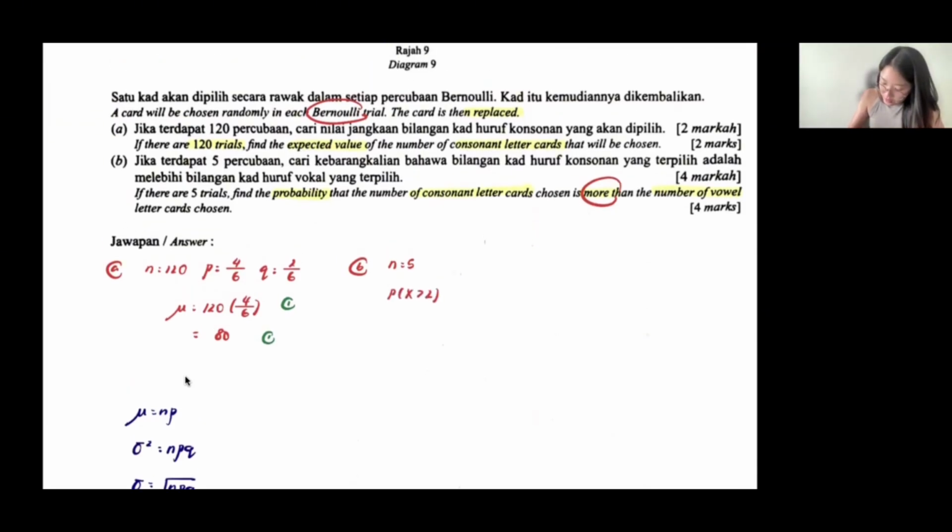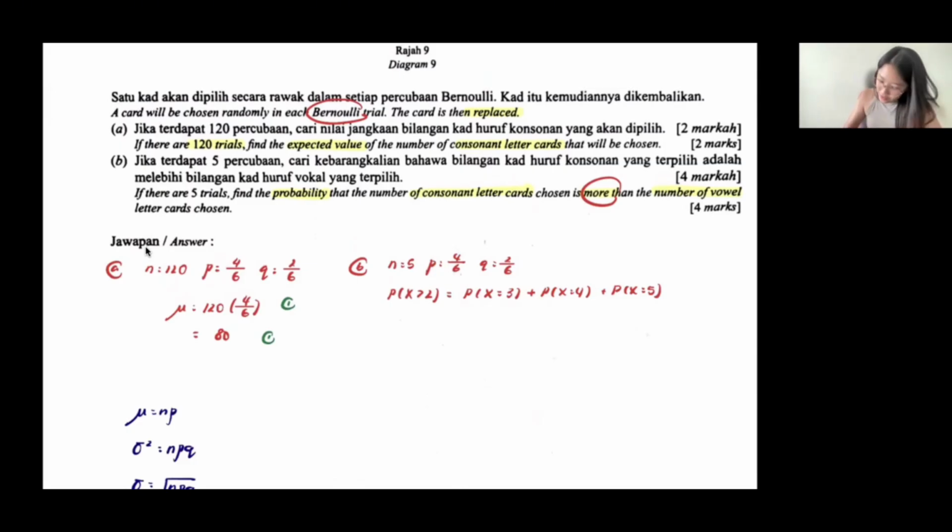Because you can have 3 consonant cards, you can have 4 consonant cards, right? Then probability of success, because we are needing consonant letters, so again, 4 over 6, and then Q is 2 over 6. 5 trials, so you can have x equals to 3, x equals to 4, x equals to 5.